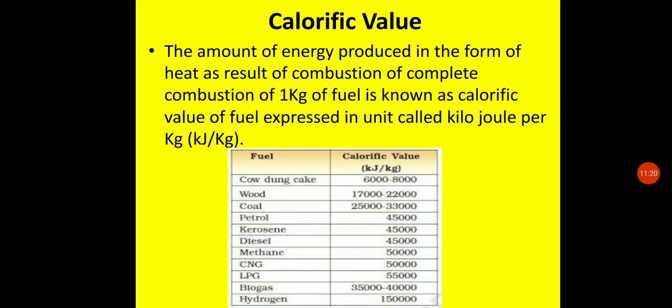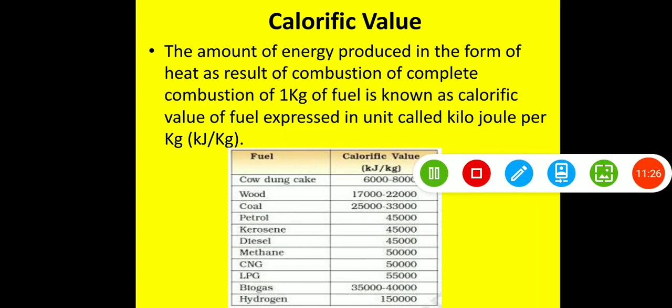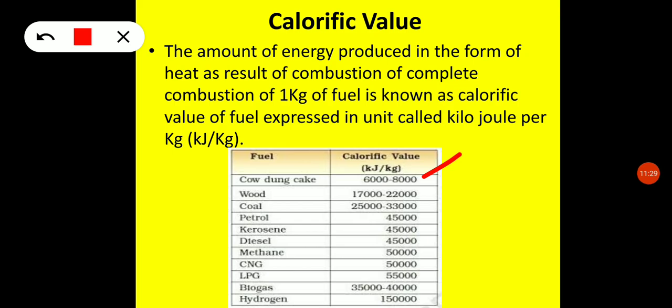So here the calorific value of different fuels are given. The cow dung, it has 6000 to 8000 kilojoule. Wood 17,000 to 22,000. Coal 25 to 33,000. Petrol 45,000. Kerosene, diesel 45. Methane 50,000. CNG 50,000. LPG 55,000. Biogas 35 to 40,000. Hydrogen 1,50,000. So when you observe these calorific values, tell me which is more efficient.